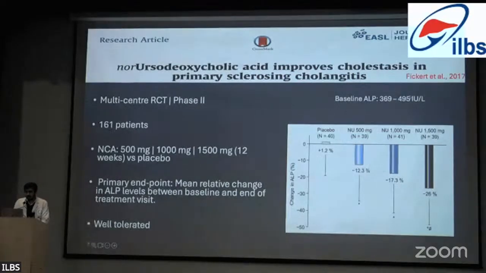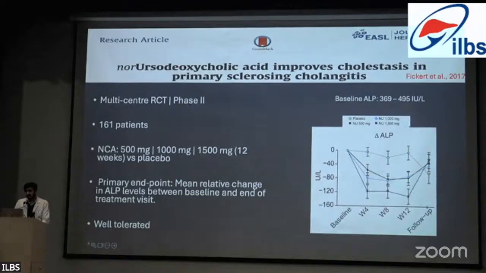One of the first studies was in 2017, a multicenter phase 2 study, which included 161 patients who received norUDCA at doses of 500 or 1500 mg. This was compared to a placebo. They found that as compared to placebo, norUDCA significantly reduced the ALP levels, and it was well tolerated. The side effects in this study included nasopharyngitis, pruritus, fatigue, and sometimes headache.